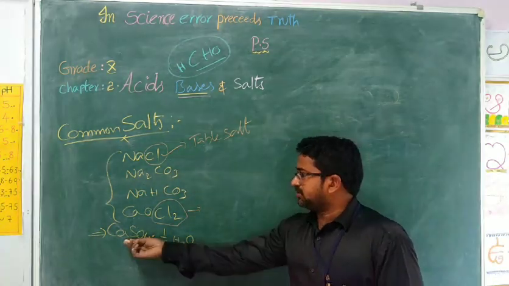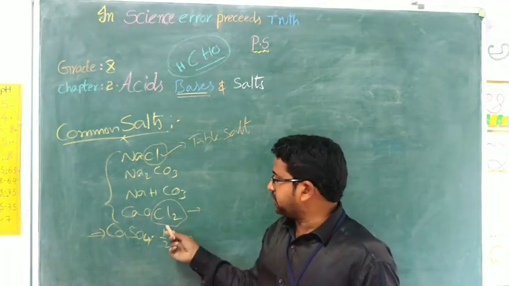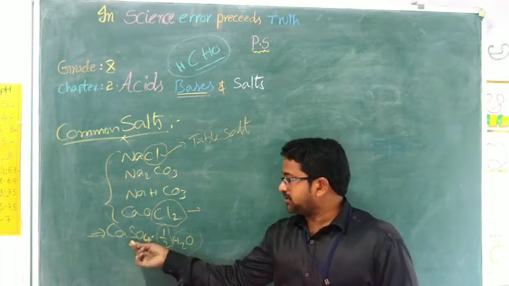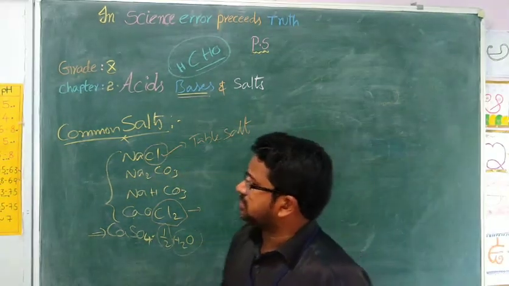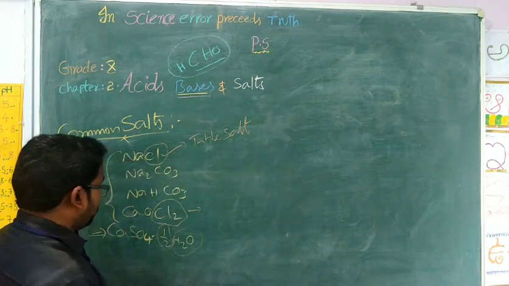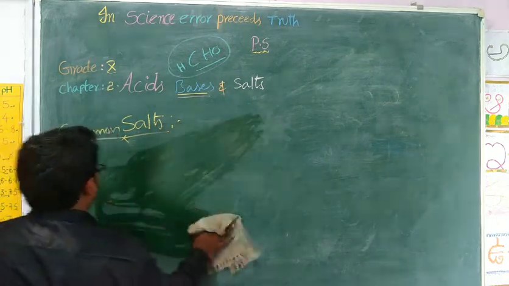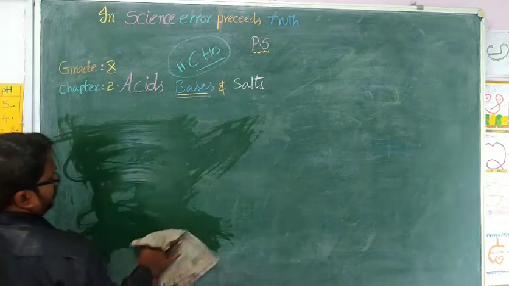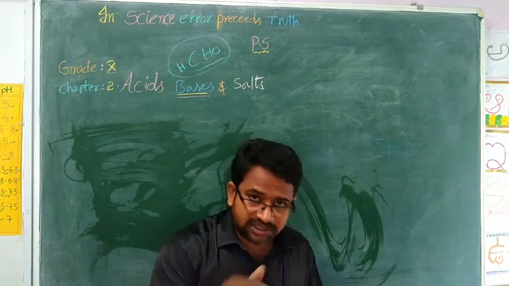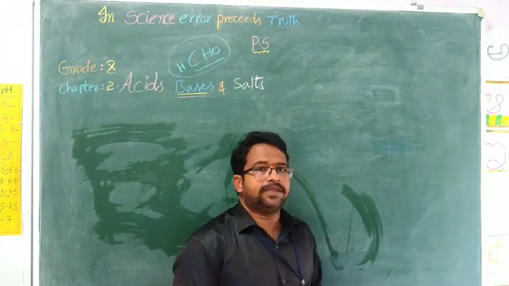And it is about CaSO4 half H2O, calcium sulfate hemihydrate. Hemi means half. H2O means water, hydrate. All these are considered common salts. Let us see how we can get these common salts and their uses also. Understood? Don't consider common salt to mean NaCl. Don't consider table salt to mean NaCl. Common salt means all these things come as common salts.